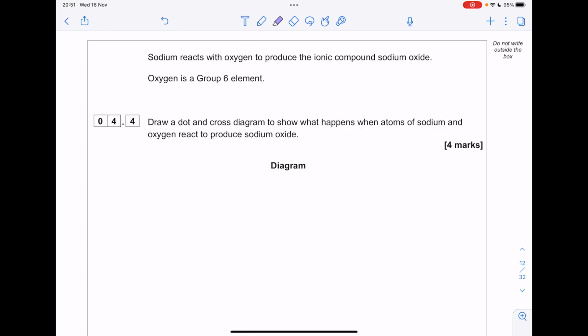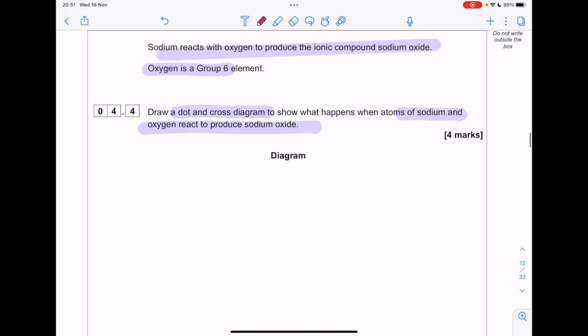Sodium reacts with oxygen to produce the ionic compound sodium oxide. Oxygen is a group 6 element. Draw a dot and cross diagram to show what happens when atoms of sodium and oxygen react to produce sodium oxide. So we've got a metal and a non-metal, because sodium is a metal, oxygen is a non-metal, which means we need an ionic bonding diagram.